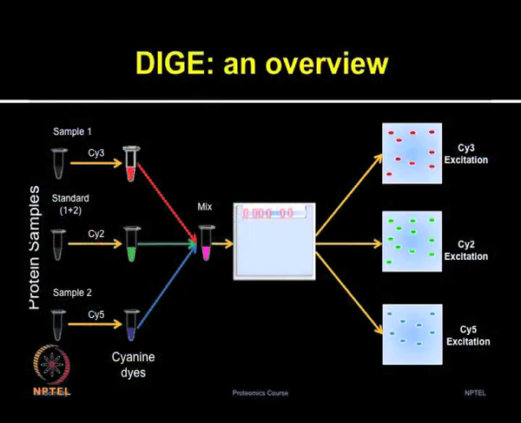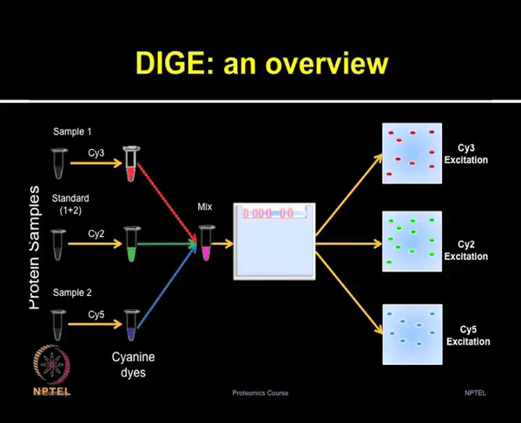So, DIGE is quite a sensitive technique, with less than 1 femtomole of proteins which can be detected, and it can enable the linear detection of a very broad dynamic range of the proteins.